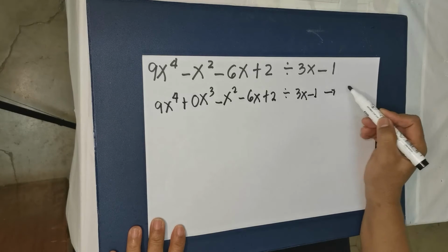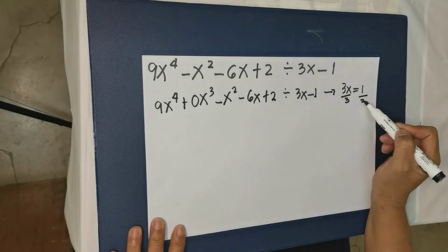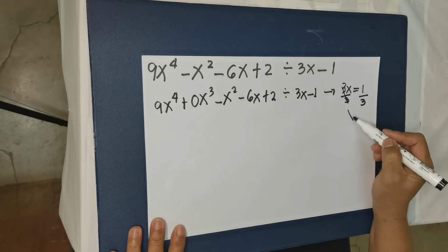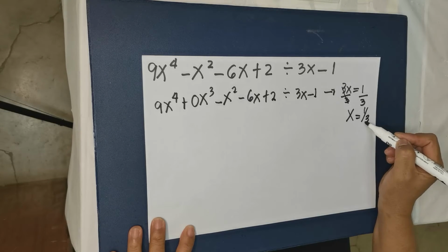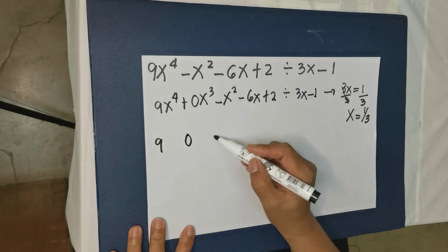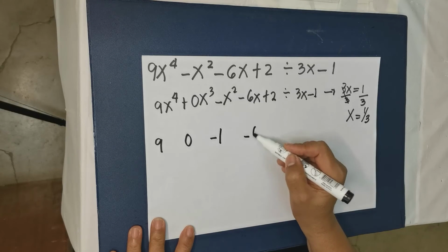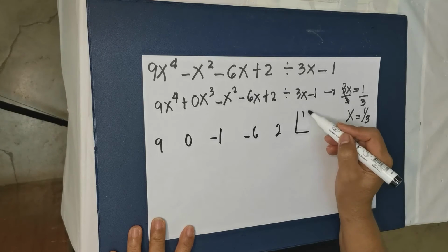So from here, 3x is equal to positive 1. So divide both by 3 because of multiplication property of equality. So our x is equal to 1/3. So bring down the 9, we bring down the 0, the negative 1, negative 6, and positive 2. And here is our 1/3.